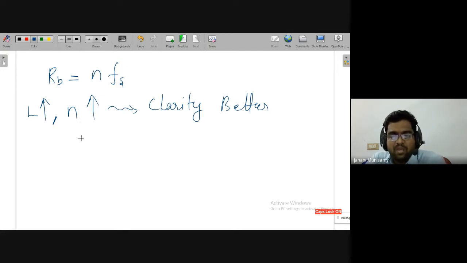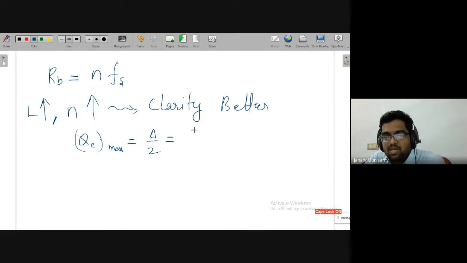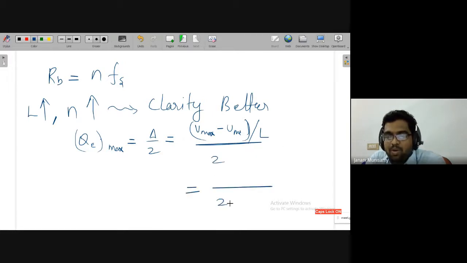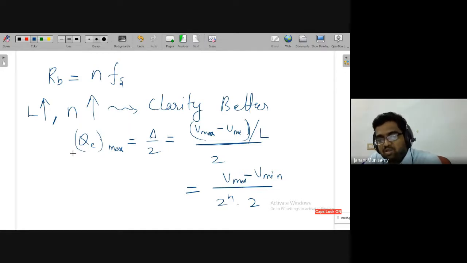Or otherwise, you can observe this from the quantization error formula. The maximum quantization error we have defined as del by 2. What is del? Del means step size. Step size means (V max minus V minimum) divided by L, divided by 2, where L means 2 power N. So what you are observing here, when you increase N, automatically quantization error will reduce. Once quantization error reduces, clarity will increase.